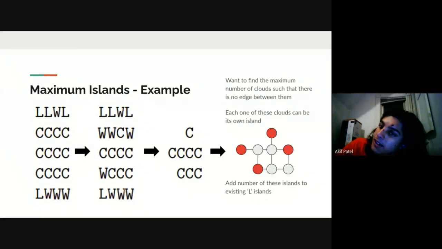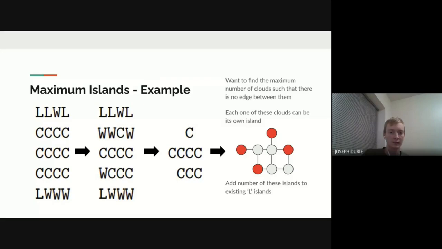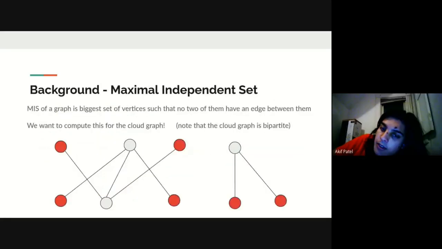So for people who haven't seen bipartite before, it basically means you can split the vertices into two groups such that every edge goes between the groups. You don't have any edges within groups, which is why the checkerboard works. If you split it into black squares and white squares, you never have a black square next to a black square or a white square next to a white square. Right. So we have this problem of finding the MIS on a bipartite graph.